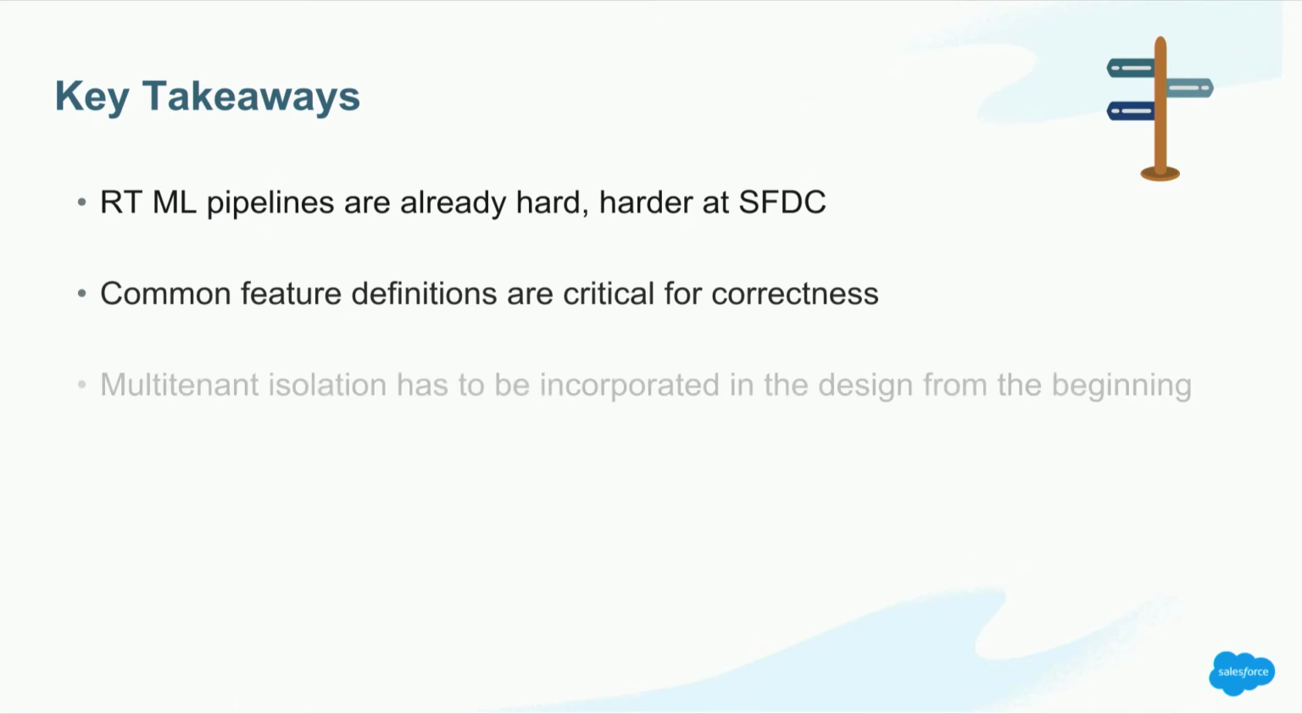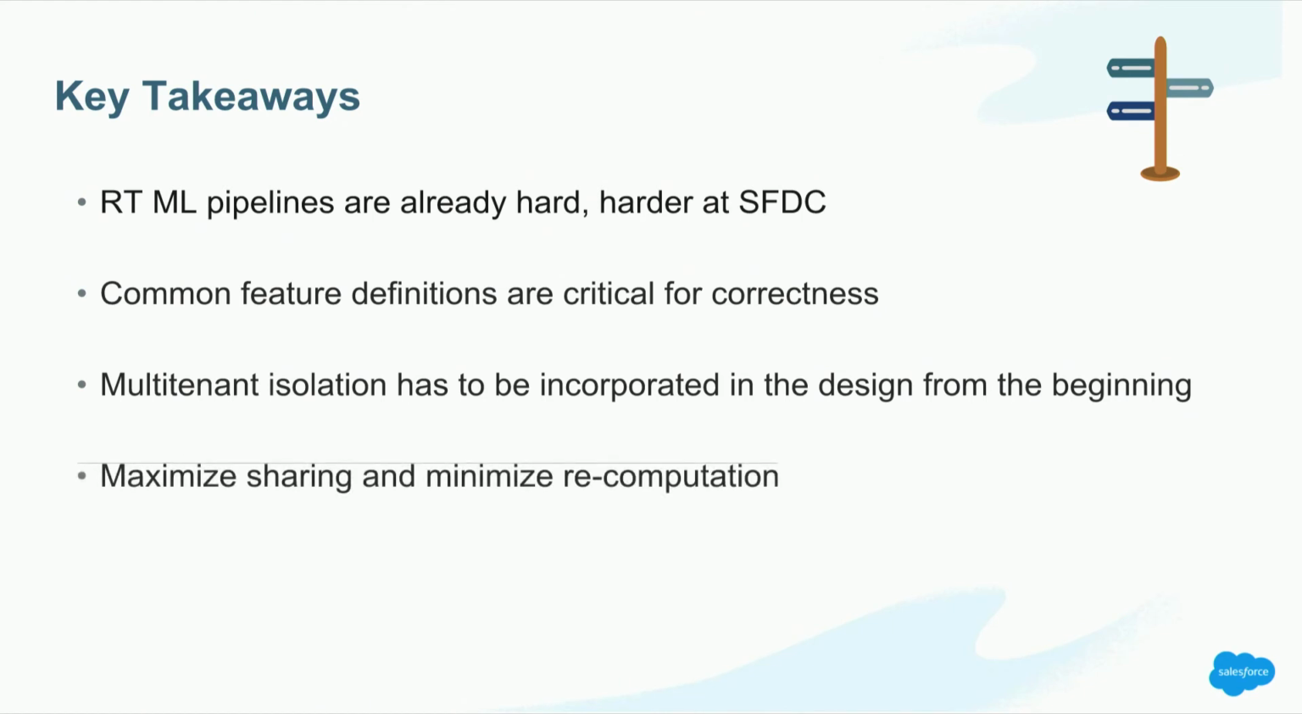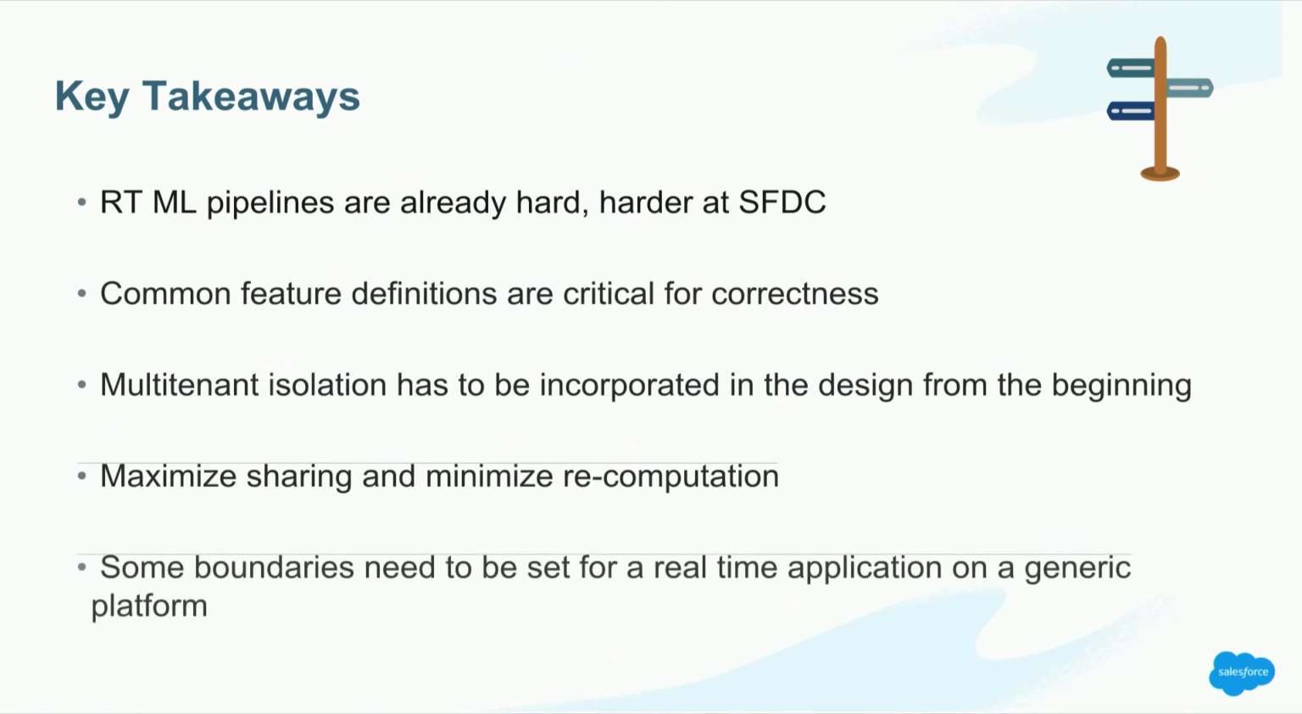And the multi-tenant isolation has to be incorporated in the design from the very beginning. And by experience, if you have a working application and you want to add multi-tenancy as an afterthought, it usually doesn't work very well. And of course, without saying, you have to maximize sharing and minimize recomputation. The last point is quite interesting.